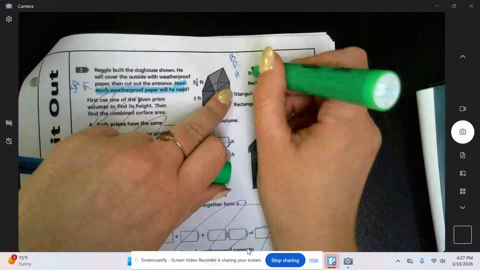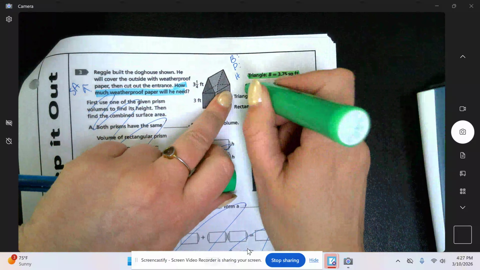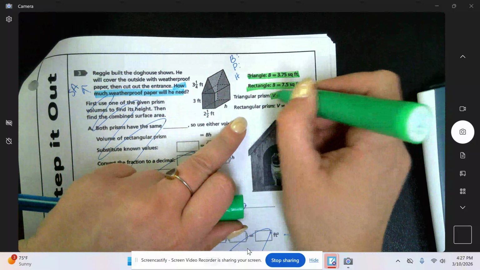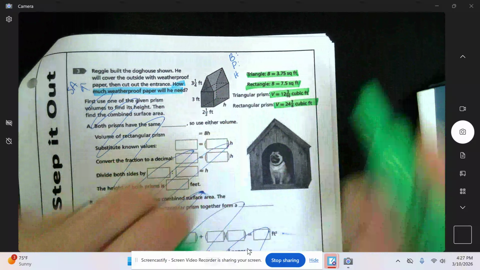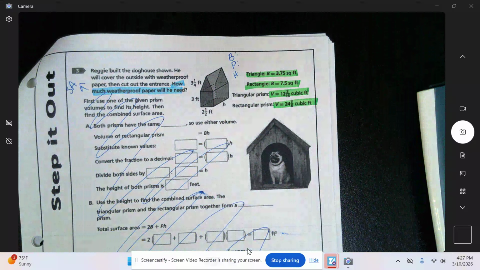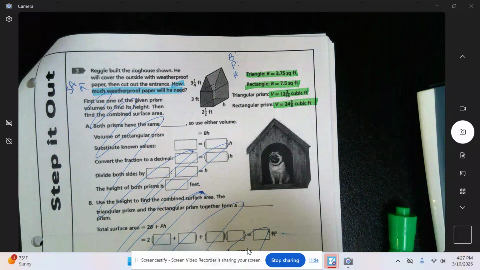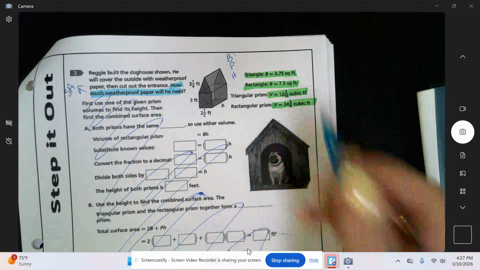Thankfully, we already are given some information over here. So we know that the base of the triangle is this, the base of the rectangle is this, and that the volume is this, and the volume is this. So what's really missing for us to be able to find is the height. So we need to find the height.